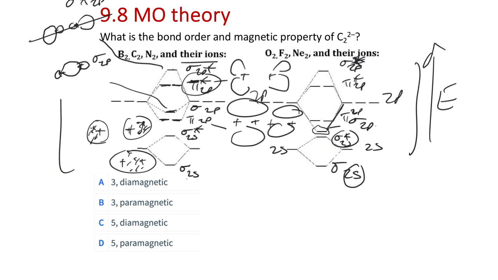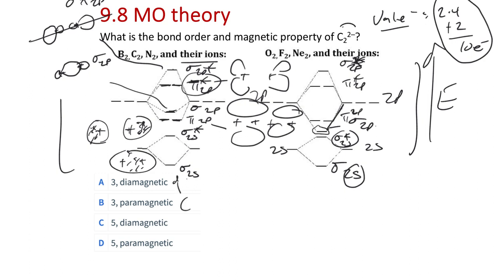So if we want to fill in the diagram for C2 2-, this is a valence orbital diagram, so I count my valence electrons here. For C2 2-, that would be 2 times 4 for the 2 carbons, and then plus 2 for the charge. That gives me 10 electrons going into the diagram. So over here on my diagram, C2 2- is in the middle. The atoms on the outside are the atomic orbitals of C- and C- being brought together.